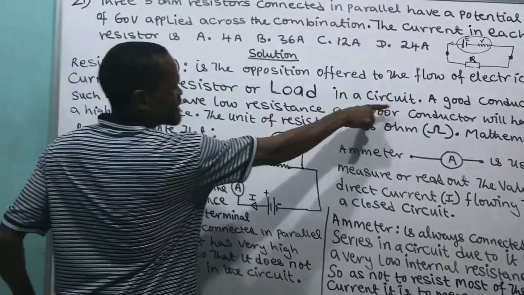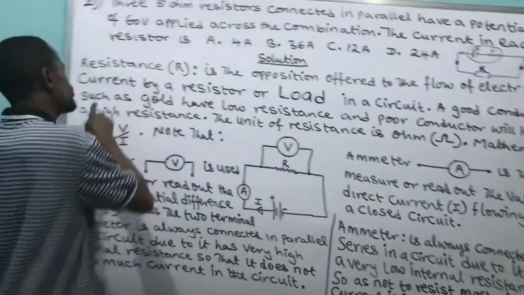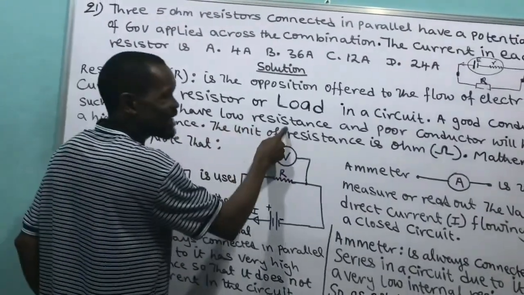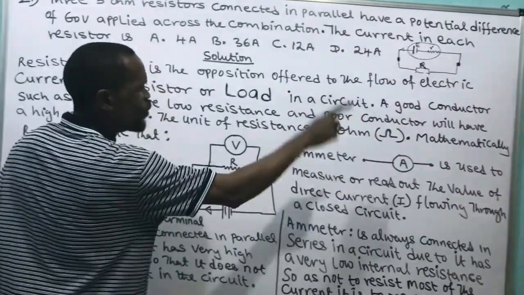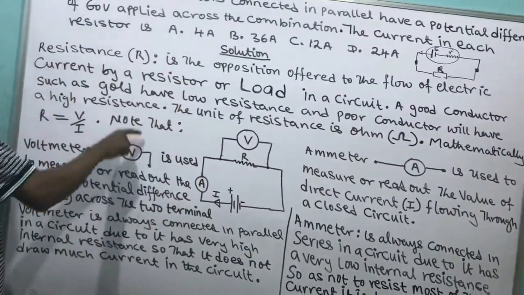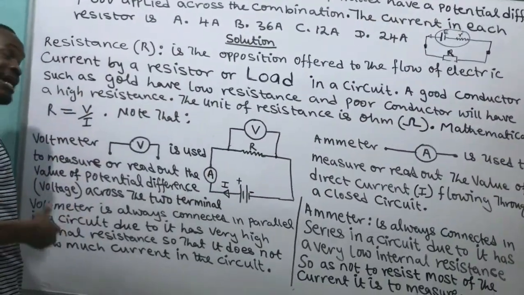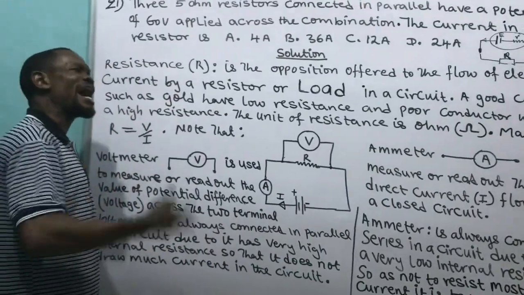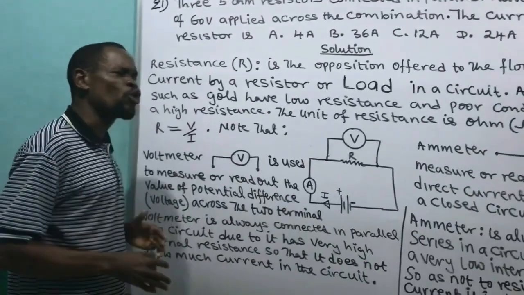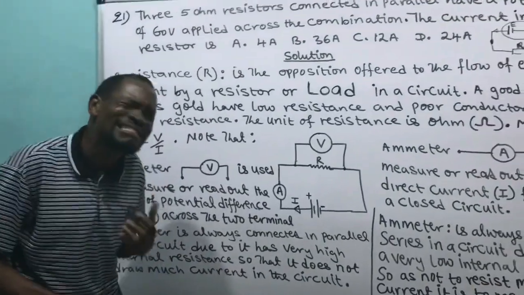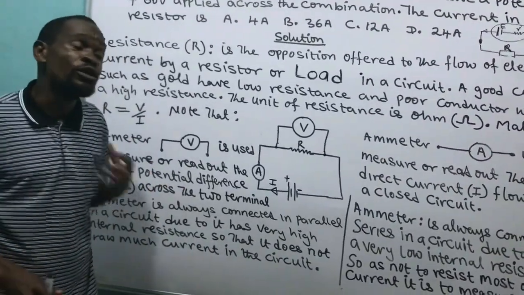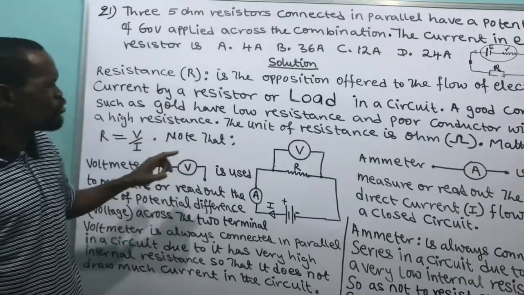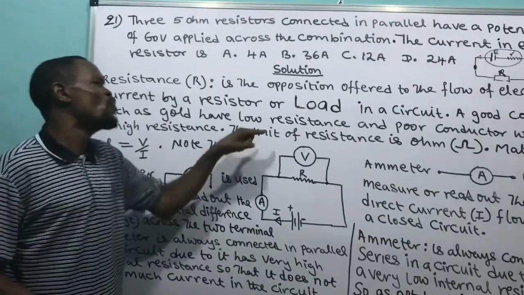In a circuit, a good conductor such as gold has low resistance, and a poor conductor will have a high resistance. A poor conductor has high resistance, while a good conductor has low resistance. That means a good conductor offers negligible resistance to the flow of current. You offer negligible opposition to the flow of current. That's what we mean by low resistance.